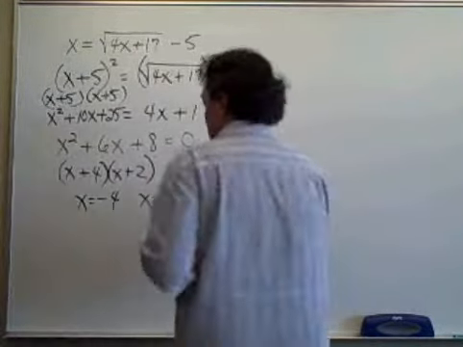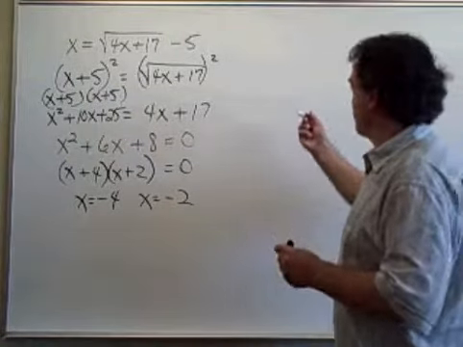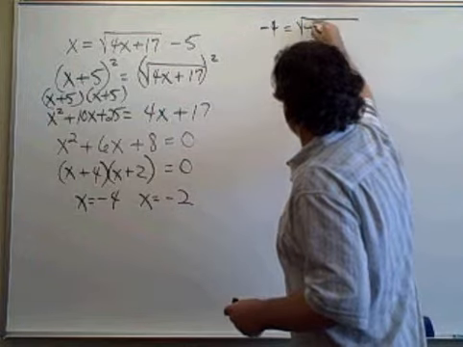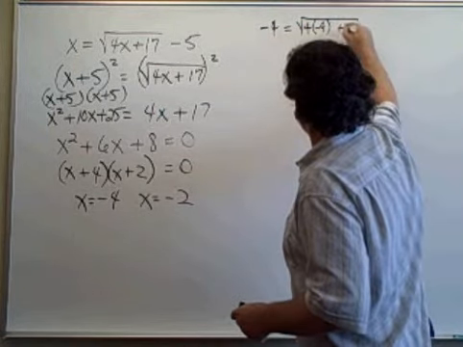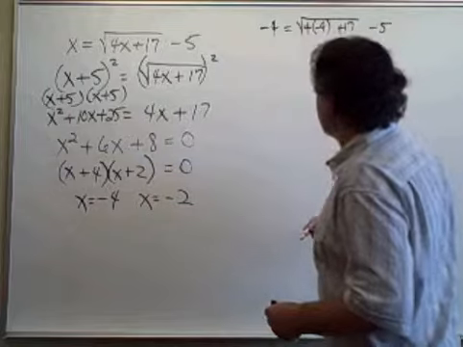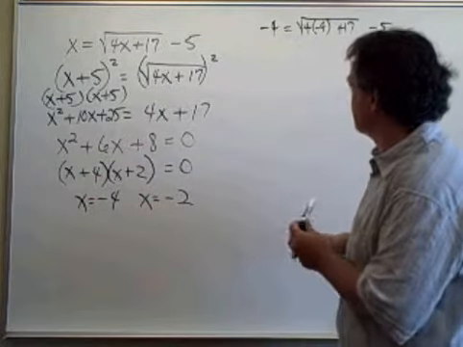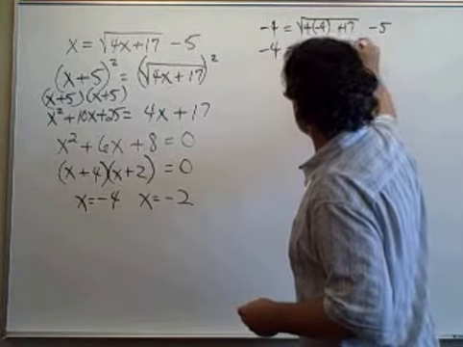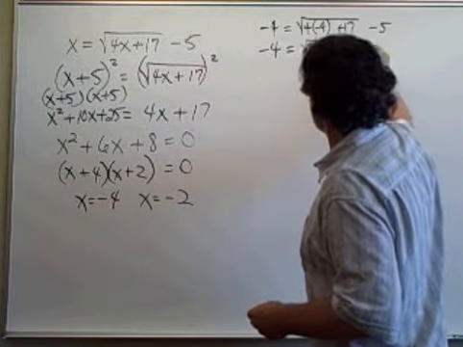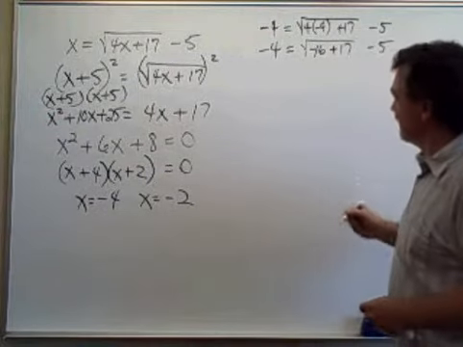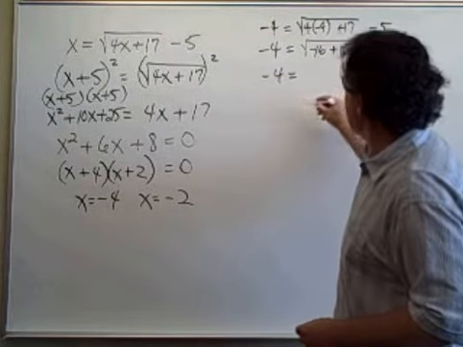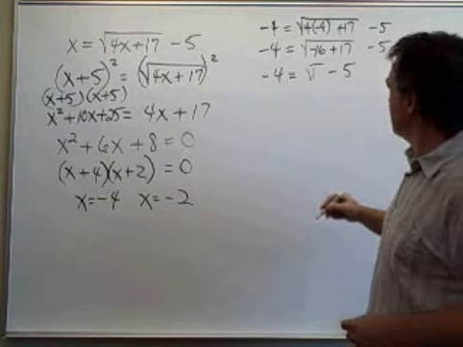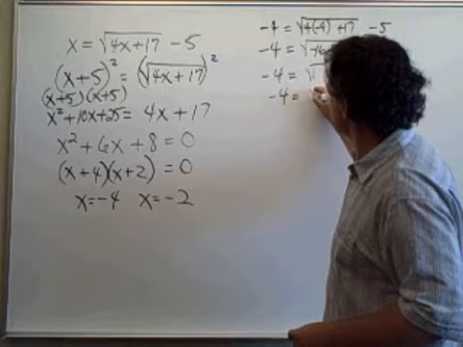So let's try first the solution of x being negative 4. So we'd have negative 4 equals the square root of 4 times negative 4 plus 17 minus 5. So that's going to be negative 4 equals the square root of negative 16 plus 17 minus 5. Negative 4 equals square root of 1 minus 5. And the square root of 1 is 1.